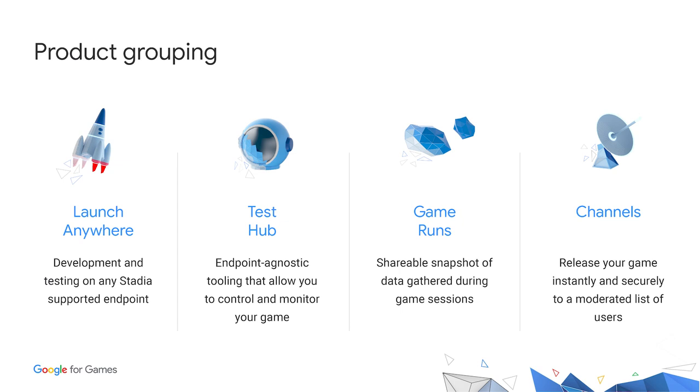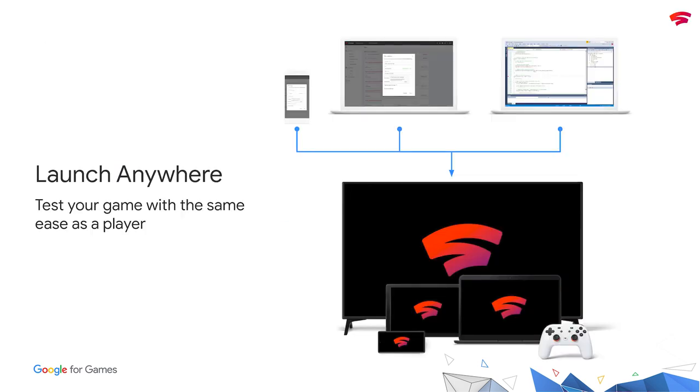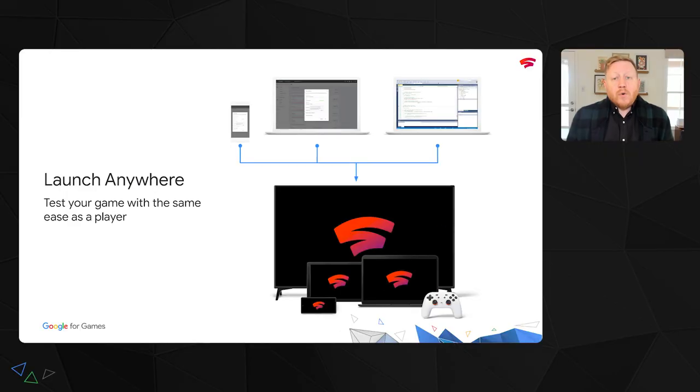Now let's briefly step through each of these components in a little bit more detail to get a better idea how they all fit together into helping your team scale their efforts. Launch Anywhere allows you to quickly, easily test your game on any Stadia player endpoint. With a single selection, users can launch their game directly from the partner portal, CLI, or Visual Studio, whichever tool they use most, to their player endpoint of choice.